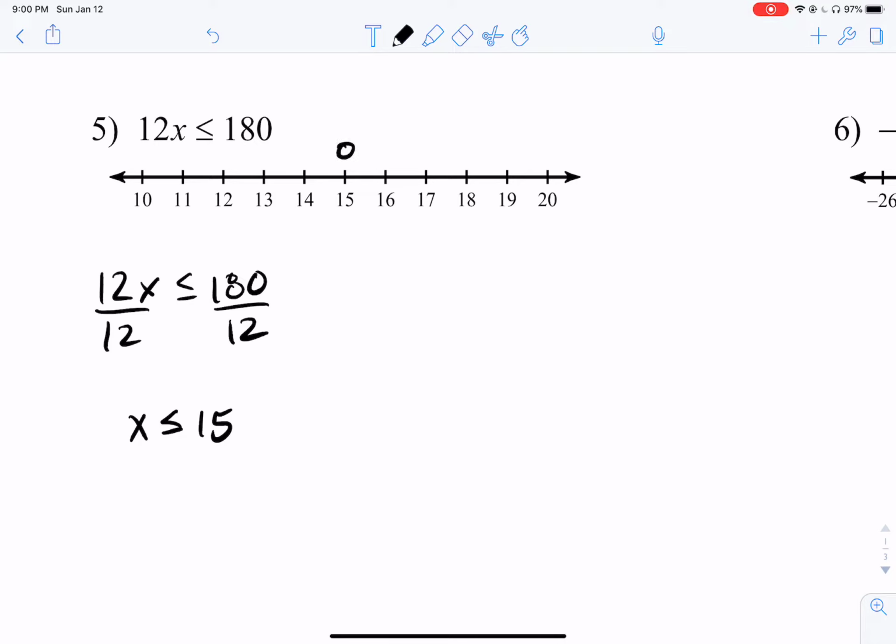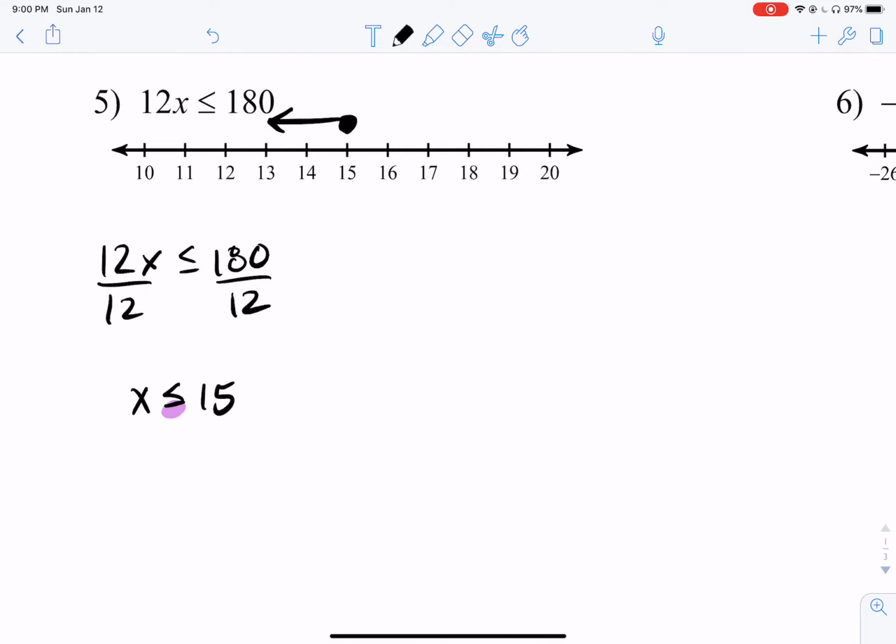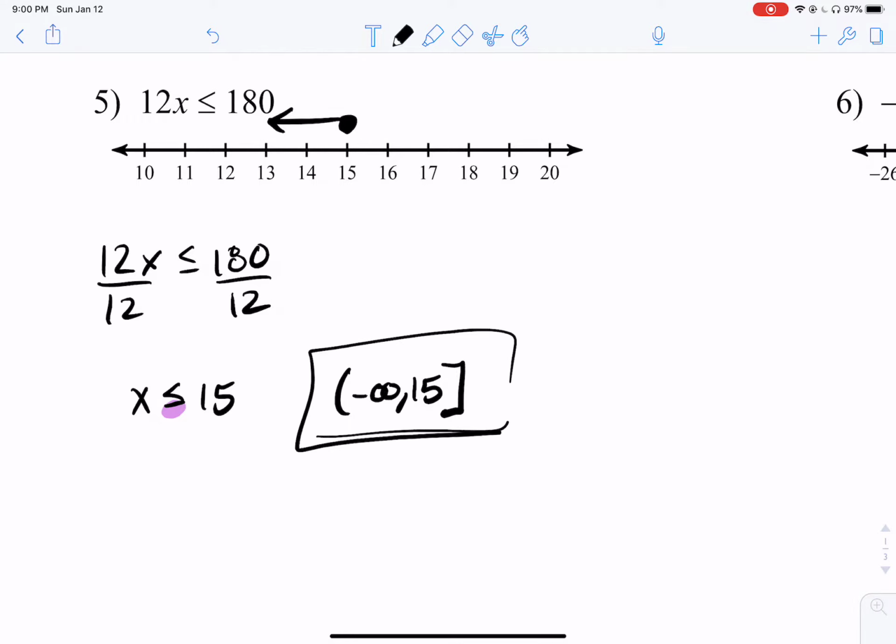So we are going to put a closed circle because this one actually has an equal sign. That means 15 gets included, and we're looking for the values that are less than. So that's going to be all the numbers to the left. As an interval, that means we're going to go from negative infinity all the way to 15. And since we're going to include 15, we're going to use a bracket instead of parentheses.